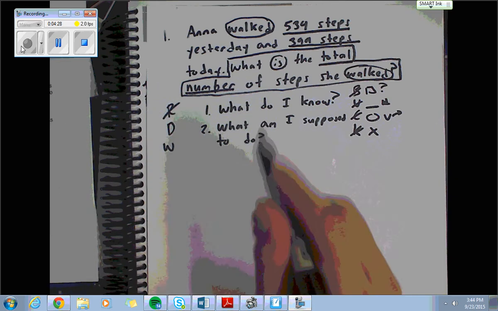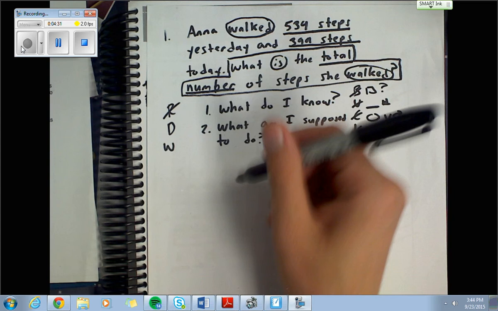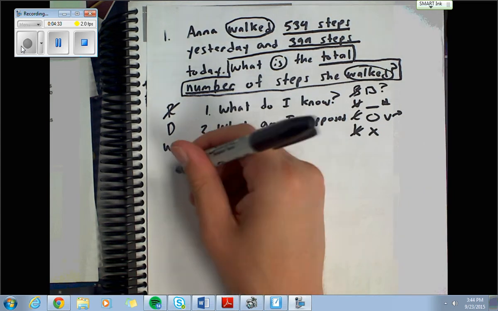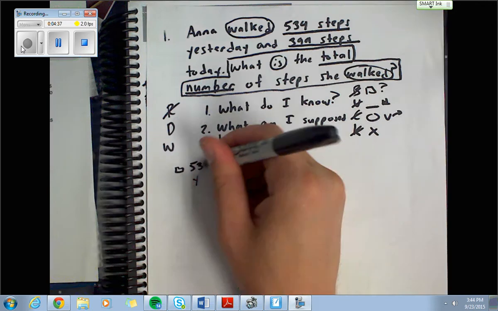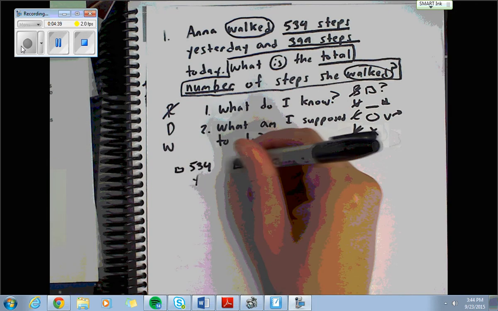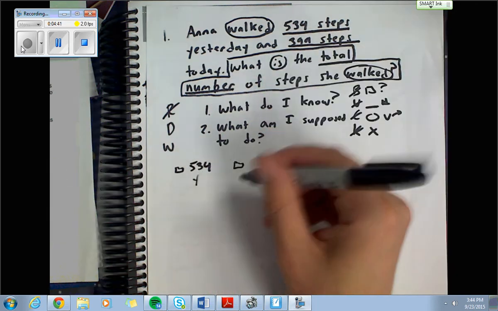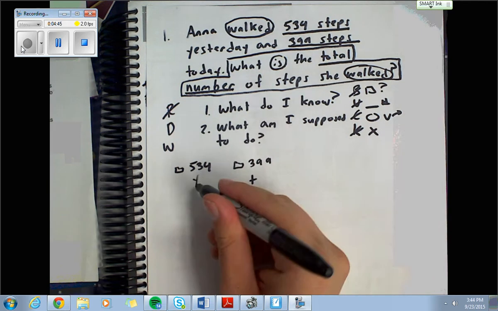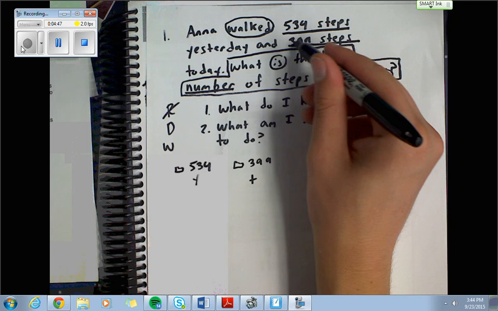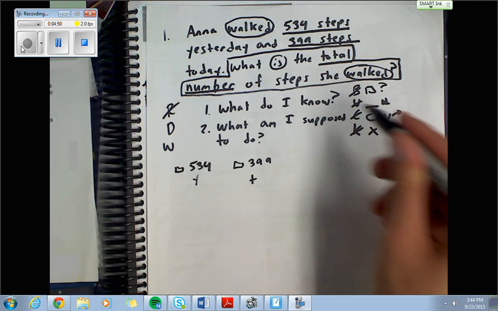Okay, in this problem, what do we know? Well, we know that yesterday she walked, there's a she, 534 steps. And we know that today she walked again, but this time she did 399 steps. So yesterday she did 534 steps, today she did 399 steps. So that takes care of the what do I know.